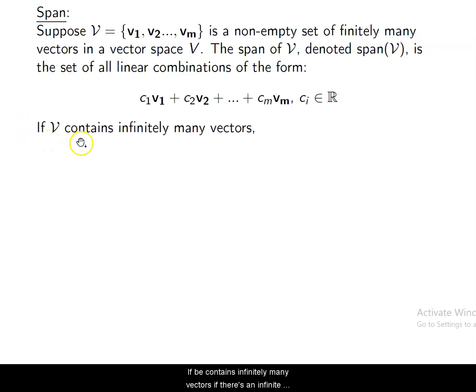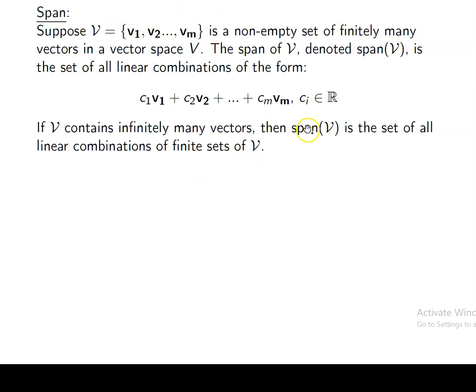If V contains infinitely many vectors, if there's an infinite number of vectors here, not finite, then the span of V is the set of all linear combinations of finite subsets of this set of vectors.